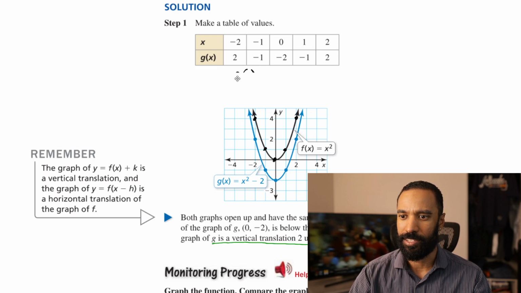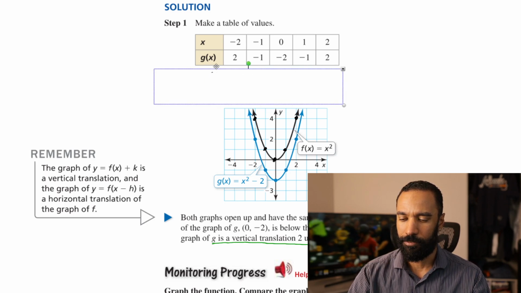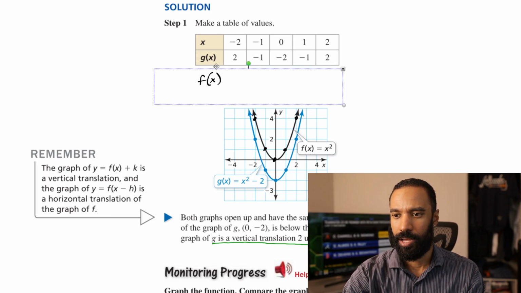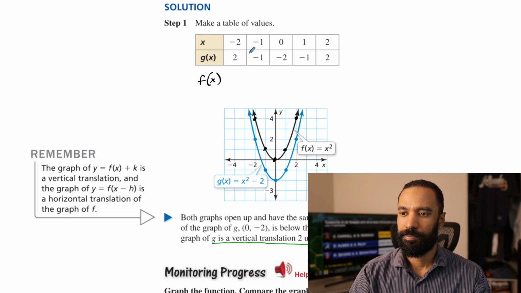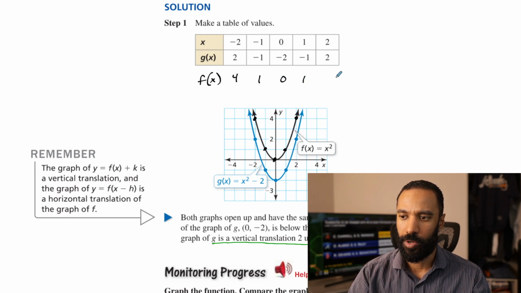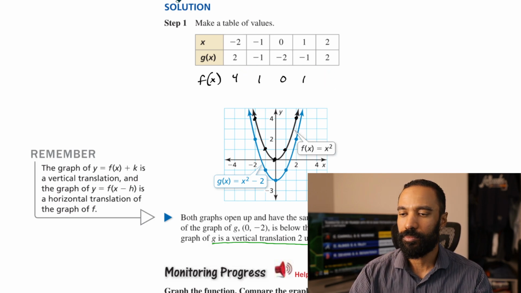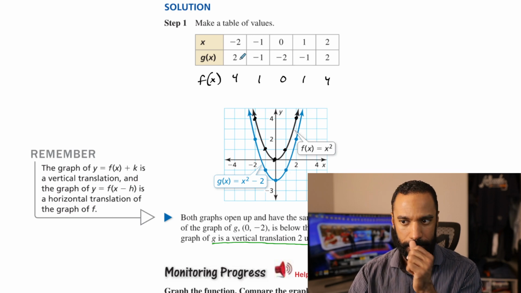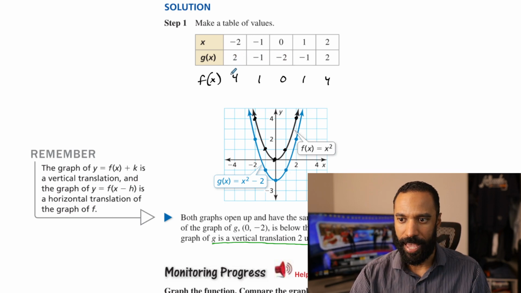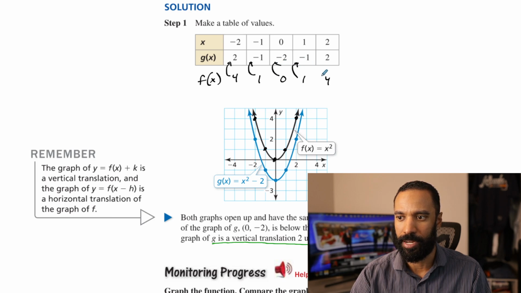So if I did an f of x, got to find a way to get that in front, though. There we go. If I did an f of x, -2 squared is 4, -1 squared is 1, 0 squared is 0, 1 squared is 1, 2 squared is 4. Whoops, I wrote a 2. But 2 squared is, oh my gosh, 2 squared is 4. So how does this compare to these guys? Well, all of these are 2 less than that, right? So 4 minus 2, 1 minus 2, 0 minus 2, 1 minus 2, 4 minus 2. Subtracting 2 each time, and of course that's how they're getting their values.